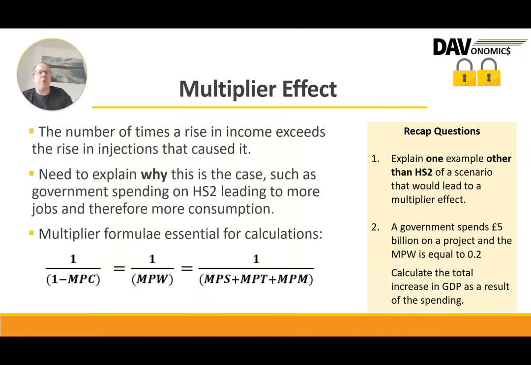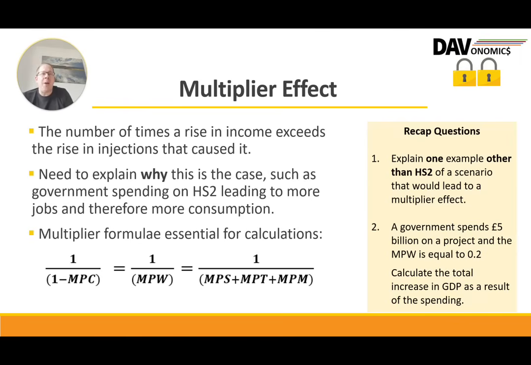And then linked to that, the multiplier effect, and this is quite common, probably more common than the circular flow itself. It's this idea that the injection you put into the economy leads to a bigger increase in income than just that initial injection. And the key is knowing why. So if it's HS2, more jobs, more consumption, more profits for firms, therefore higher wages, therefore more consumption, and it carries on. So that's what's called the multiplier process.